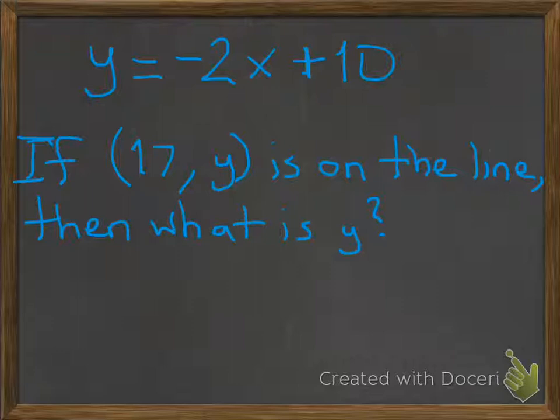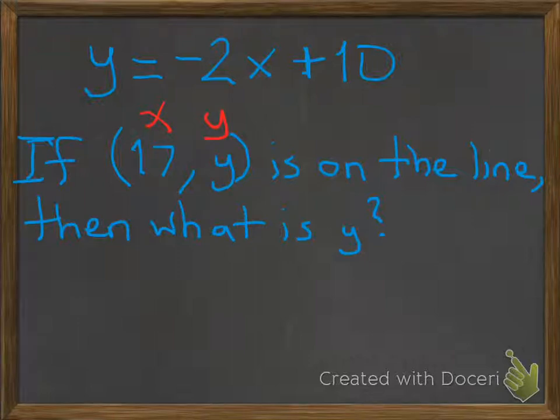Now for this problem, we're trying to find the value of y. So (17, y) is our point that is on the line. What we must do is use the same equation as before to find the value of y. So we're going to replace the value of x, because the 17 that's here is going to be our x, and this is our y.